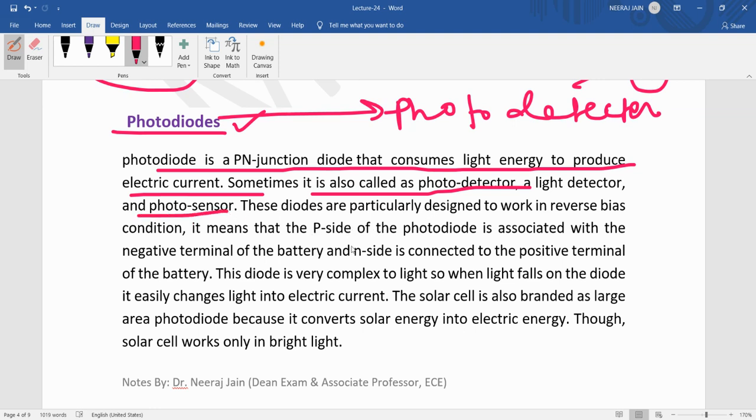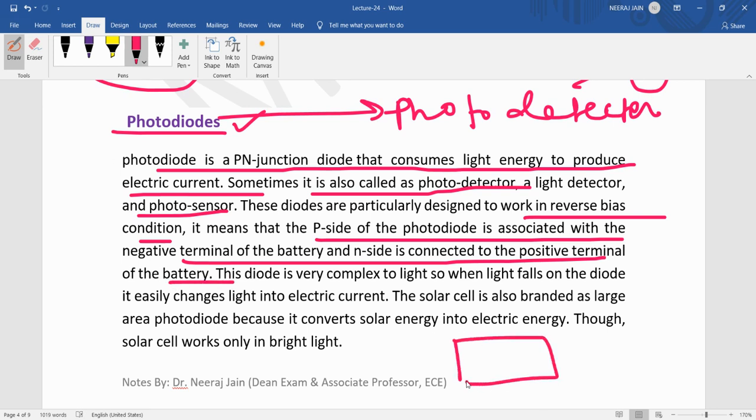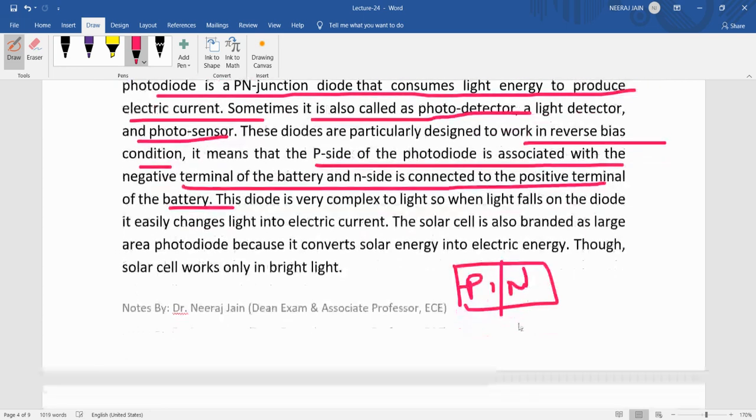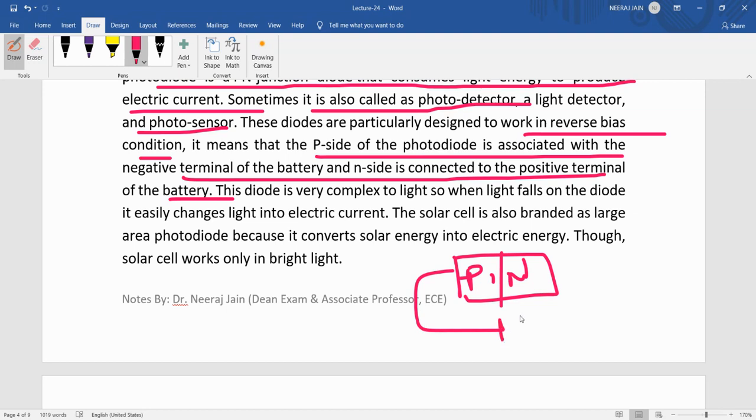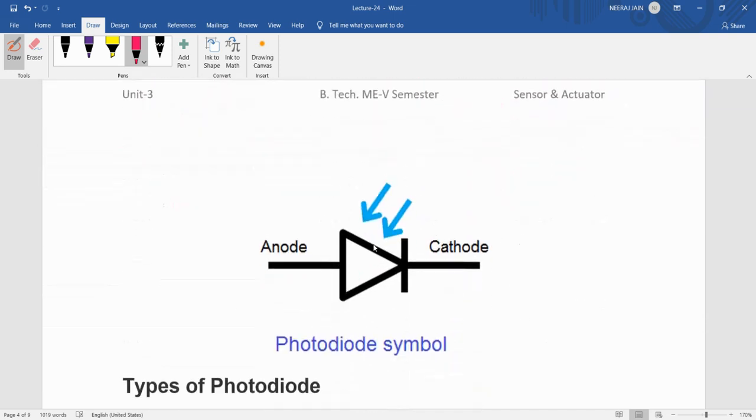These diodes are designed to work in reverse bias condition, when the P side of the photodiode is connected with the negative terminal of the battery and the N side with the positive terminal of the battery. Suppose it is the PN junction, and if we connect like this, P side is connected to the negative terminal and N side to the positive terminal of the battery. This diode is very sensitive to light, so when light falls on the diode, it easily changes light into electric current.